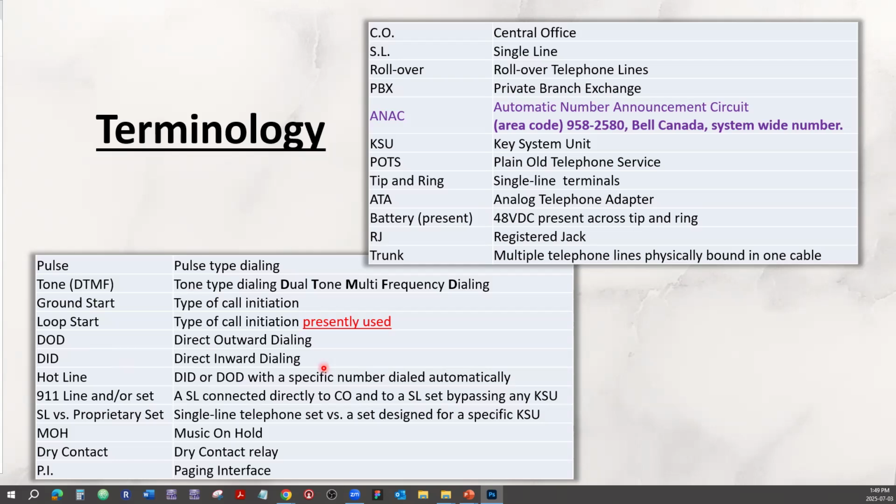No, you can change. If you get one, you can press the button and select the line, and there you go. But some people want it this way, some people want it that way. Now, also here's the hotline thing, which is direct inline or direct outward dialing with a specific number dialed automatically.